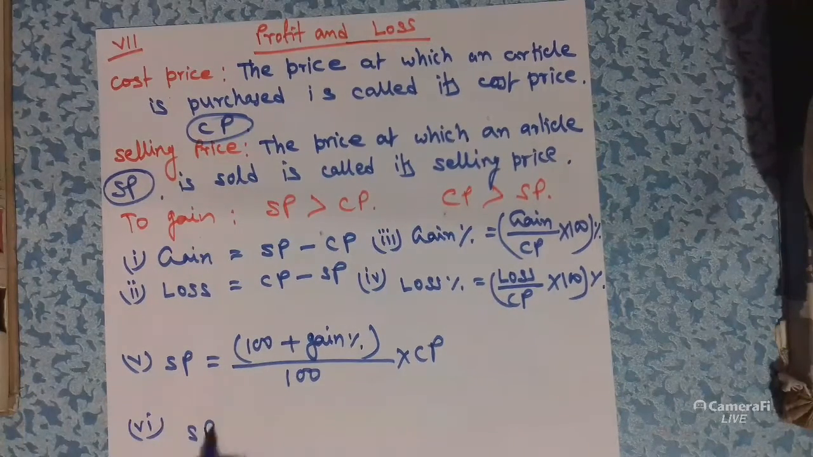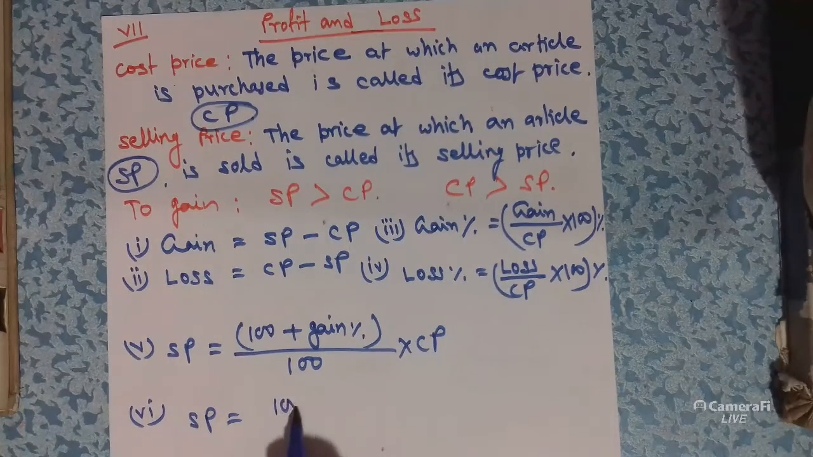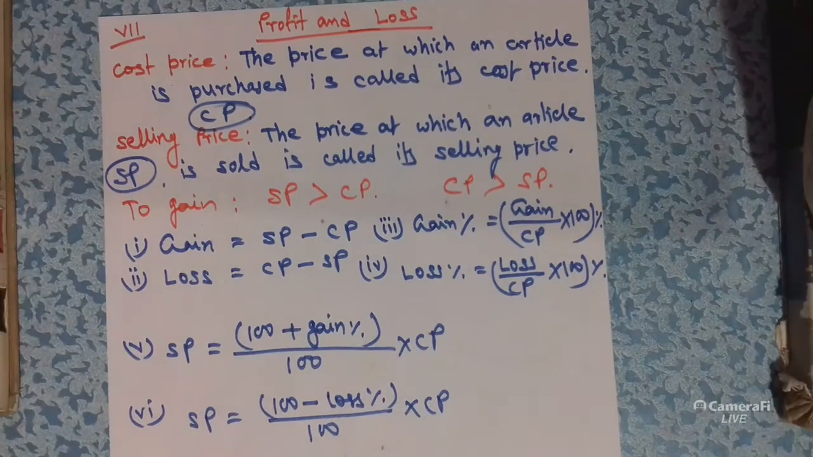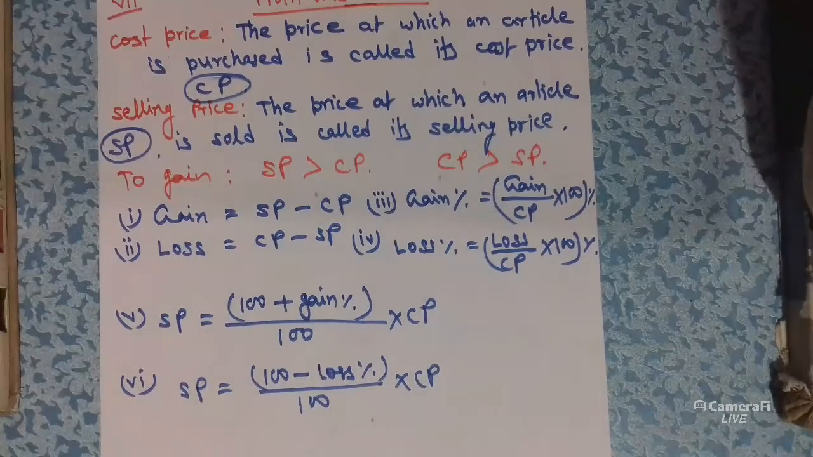Similarly, when cost price and loss are given, then selling price will be 100 minus loss percent by 100 multiply cost price. So when cost price and loss are given, then to find the selling price we must use this formula: 100 minus loss percent by 100 multiply CP.